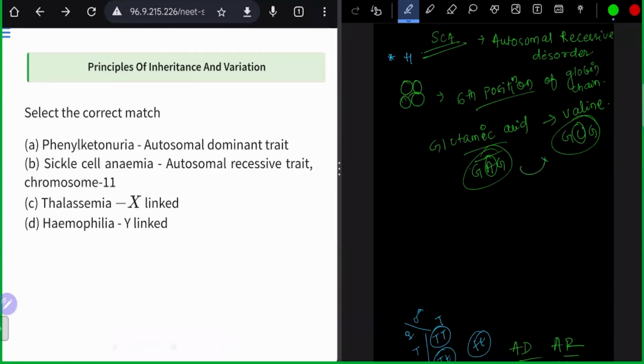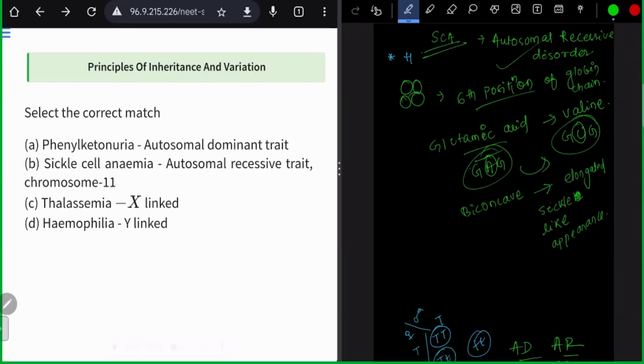So what happens? The normal RBC shape is biconcave, and the biconcave disc is changed to an elongated sickle-like appearance. So option B, sickle cell anemia, says it is an autosomal recessive trait. Yes, it is an autosomal recessive disorder and is present on chromosome number 11. You will not find this data in NCERT, but you can remember that it is on chromosome number 11. So the correct option is sickle cell anemia.